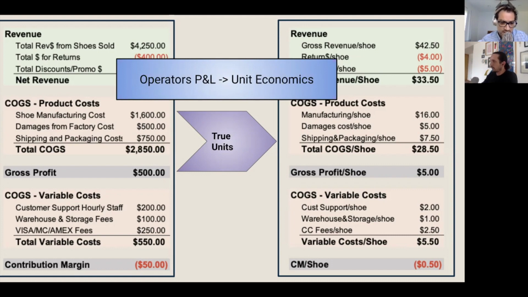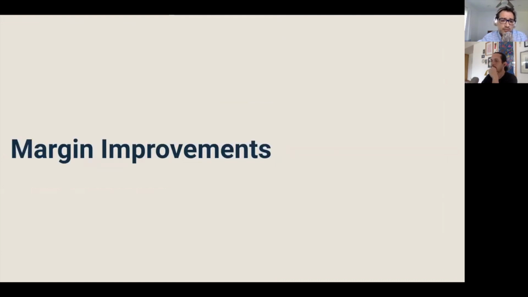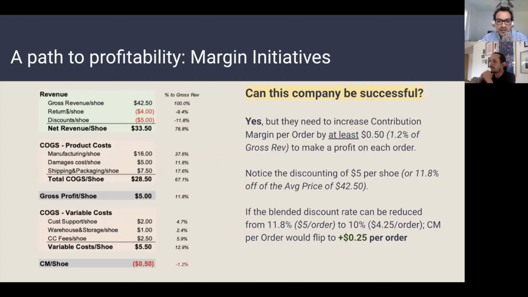And actually, this is a perfect segue, so we can talk a little bit about margin improvements, and that's what's next after you've gotten to this diagnosis, right? So now is the perfect time to talk about margin improvements. Once you've arrived at your diagnosis and know what your true unit economics are and are able to measure them, you have to figure out what action you can take, right?